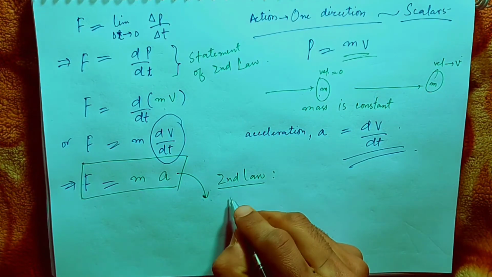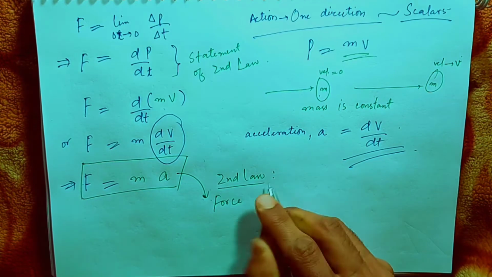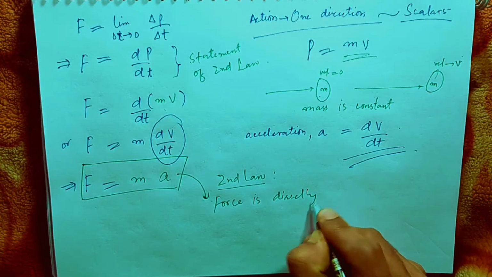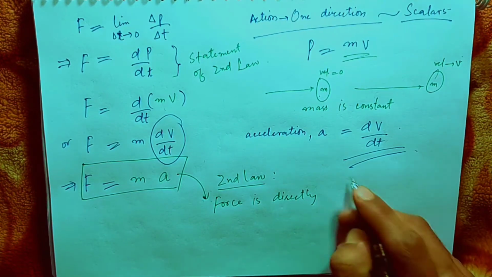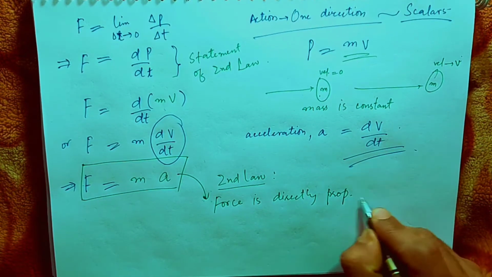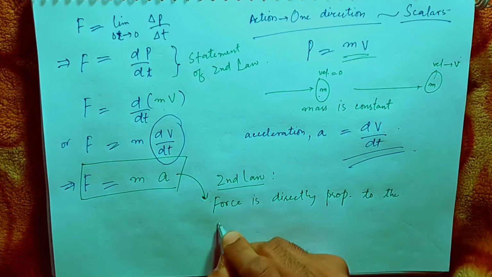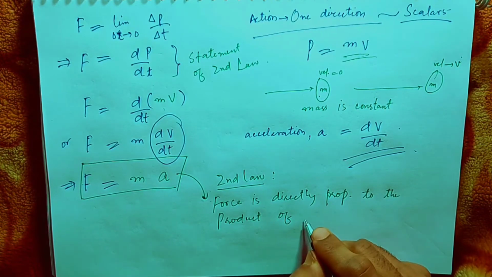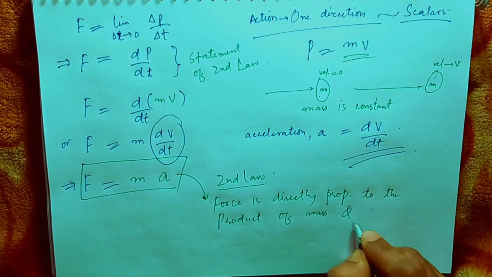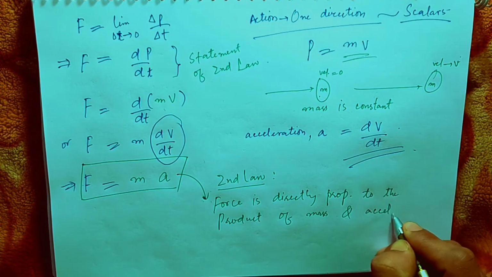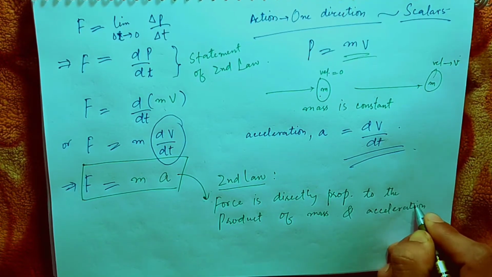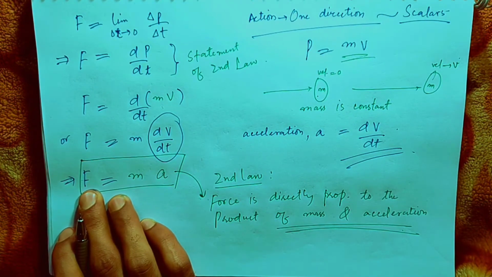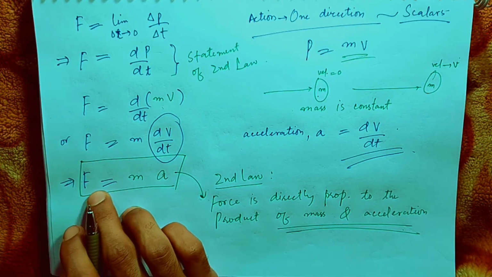Another statement says that force is directly proportional, or simply proportional, to the product of what? Mass and acceleration, which it possesses at that instant of time. So the product of mass and acceleration actually gives the force applied onto the body.